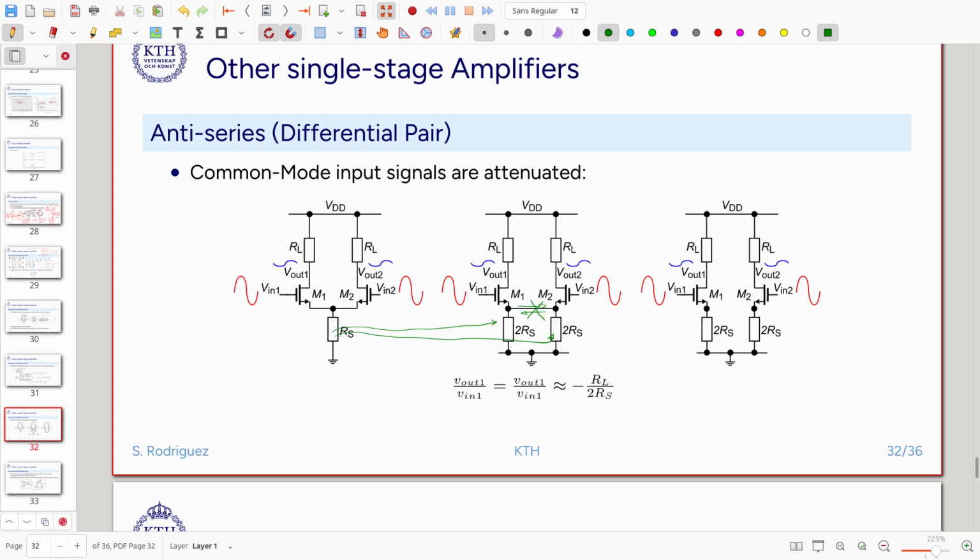So differential stages are normally designed to have a very large resistance or impedance from the source to ground, because that is what makes it possible to reject the common mode signals that are normally detrimental for the performance of our system.